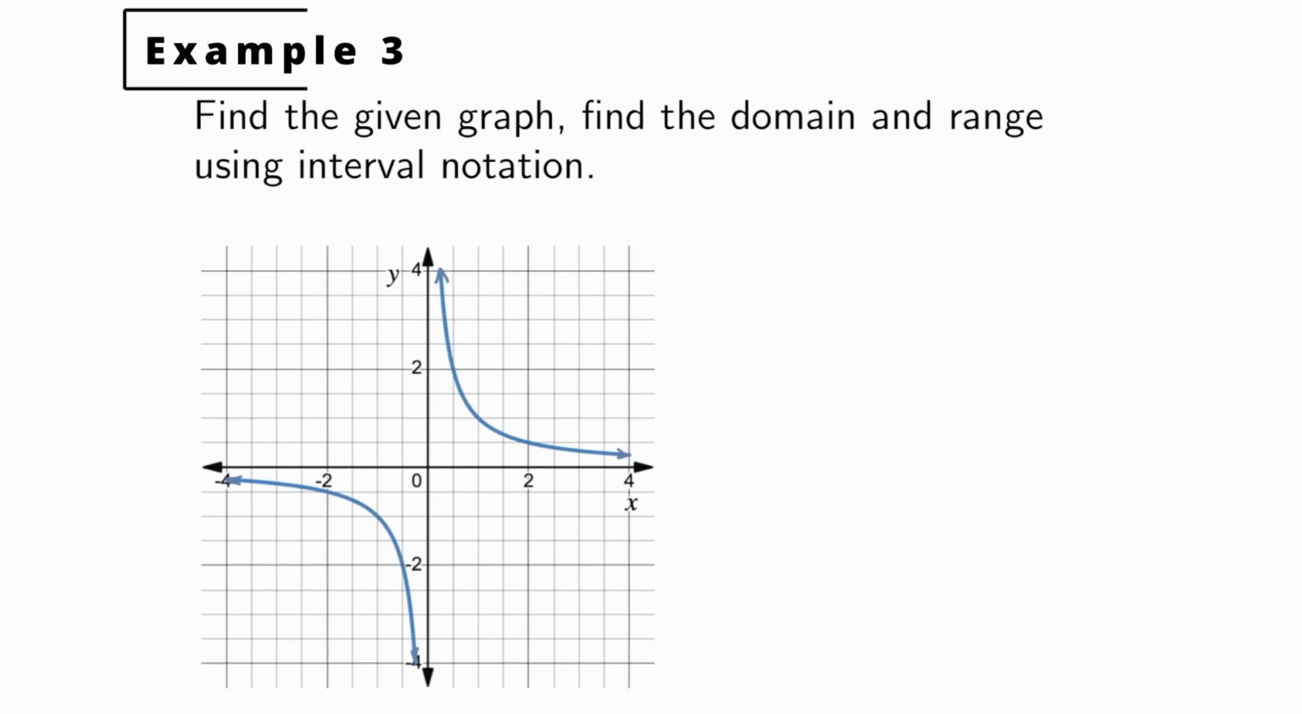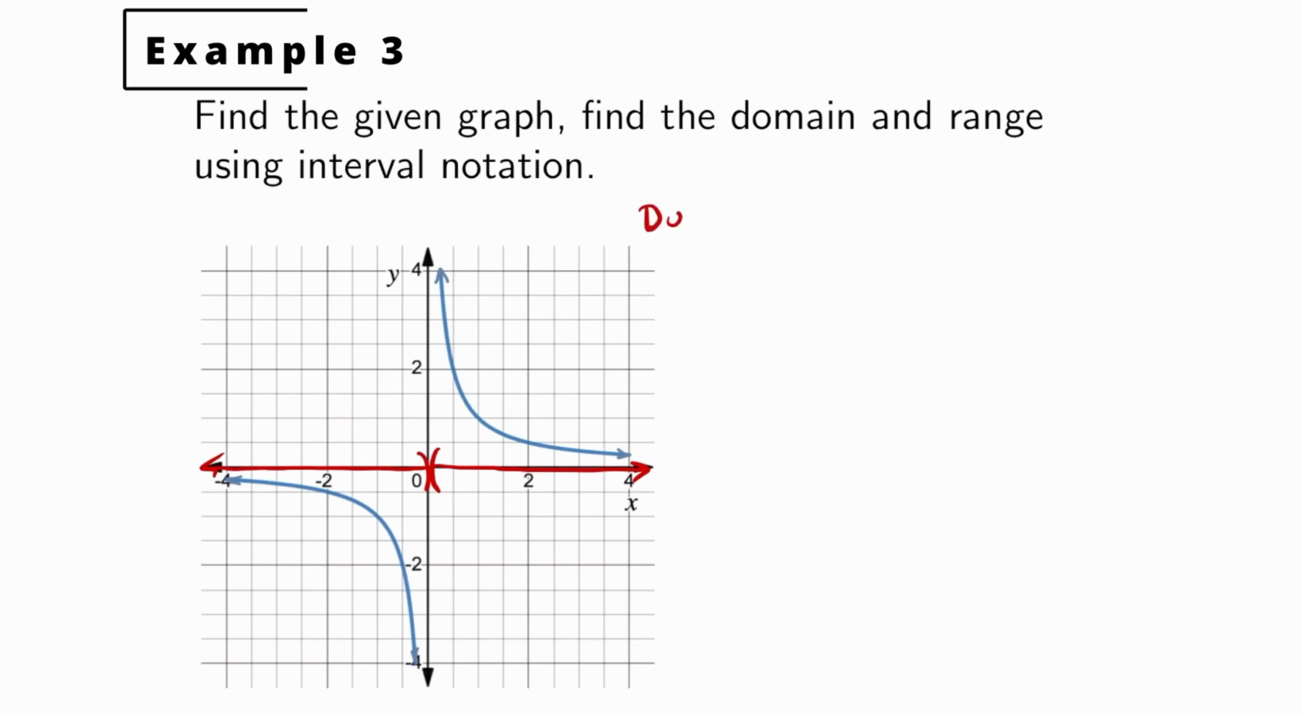So if we trace along the x-axis, where does this graph lie? It's going to go off to the left to infinity, negative infinity. It's going to go up to 0, but we're not going to include it, so we're going to put a parenthesis there. And then same thing, but from the other side of the y-axis. So it's going to be at x equals 0, we have another parenthesis, and then it's going to extend off to positive infinity to the right.